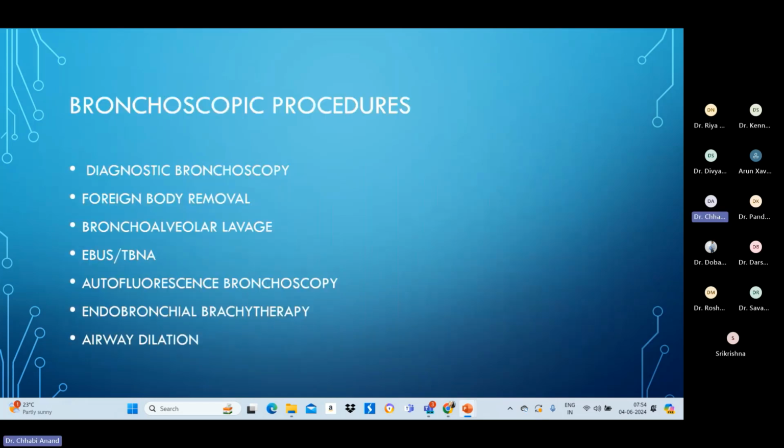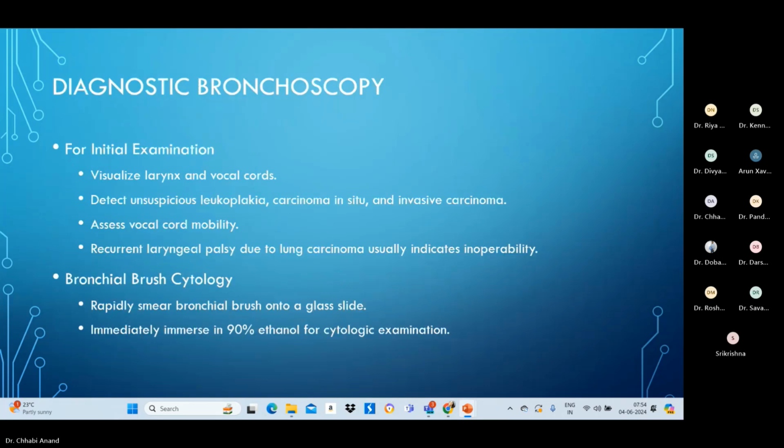Bronchoscopic procedures. Diagnostic bronchoscopy, foreign body removal. We can do bronchoalveolar lavage, EBUS, TBNA, autofluorescence bronchoscopy, endobronchial brachytherapy, airway dilation.